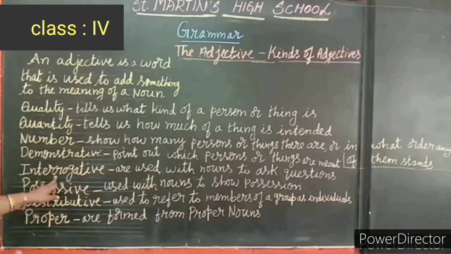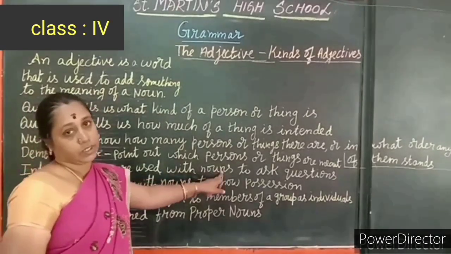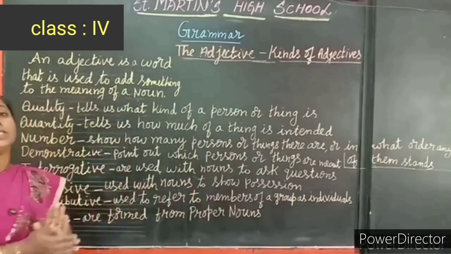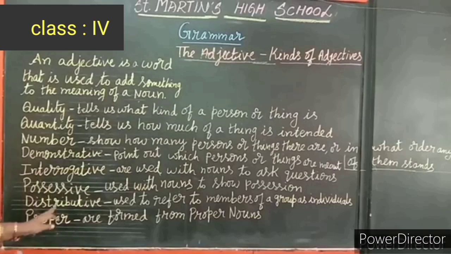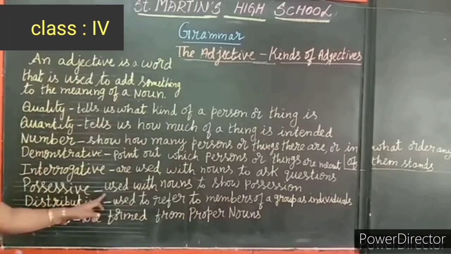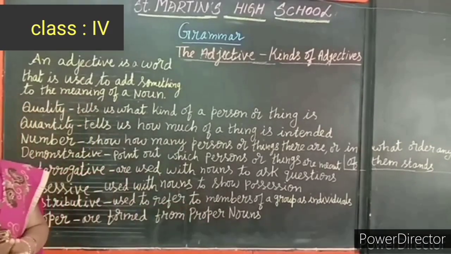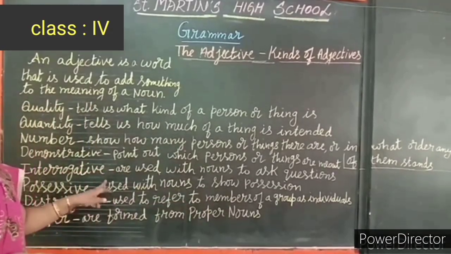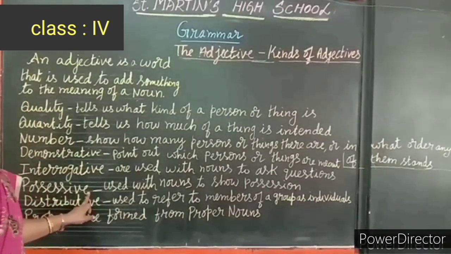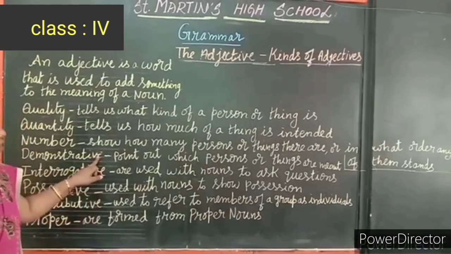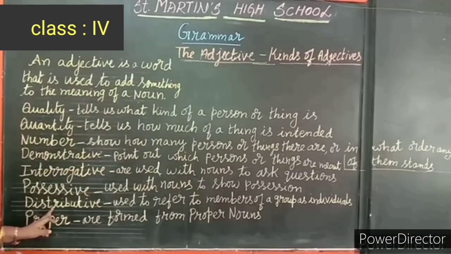Next, interrogative adjectives are used with nouns to ask questions. Then possessive adjectives are used with nouns to show possession. Always keep it in mind and remember it, children. The interrogative adjective will be used with the noun and even the possessive adjective will be used with the noun. Demonstrative adjective also is used with the noun.